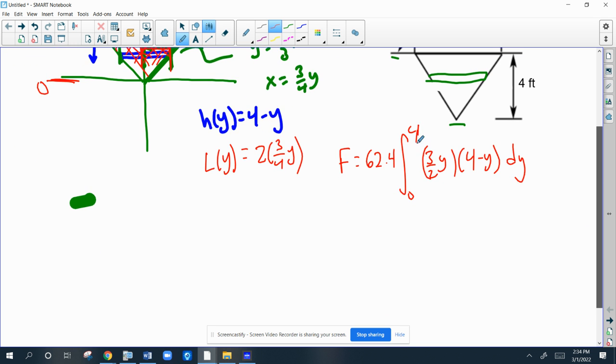Type this all in a calculator. I pre-did that. I got 998.4, and that's in pounds because it's a force. And this 62.4 is pounds per cubic foot multiplied by this volume in essence. So it's 998.4 pounds. That's it.